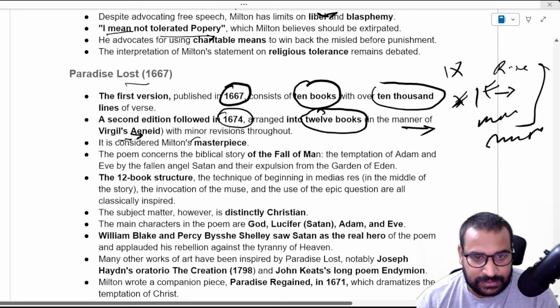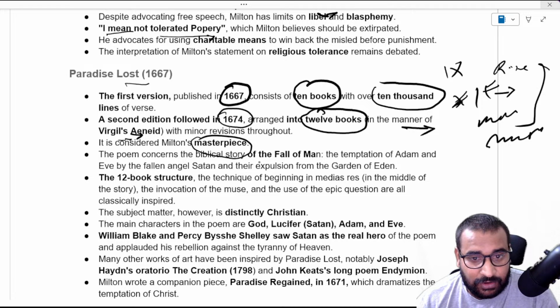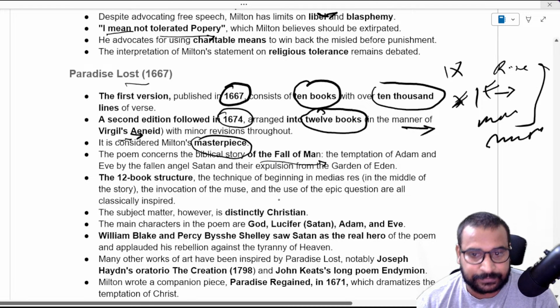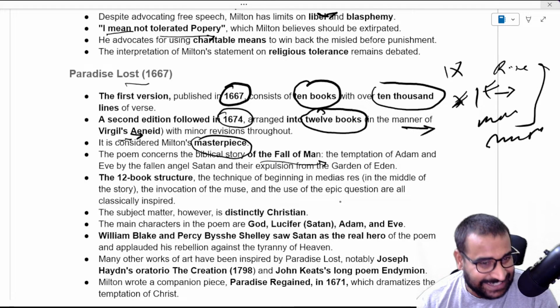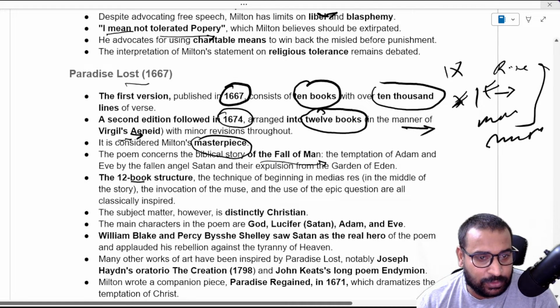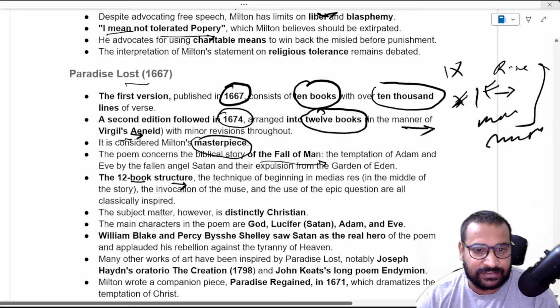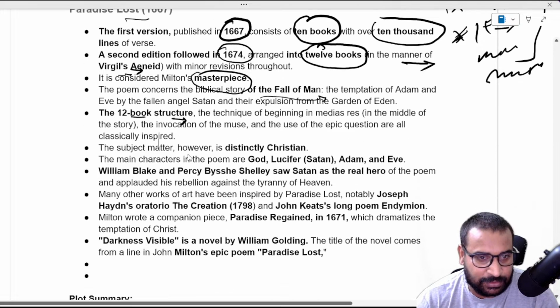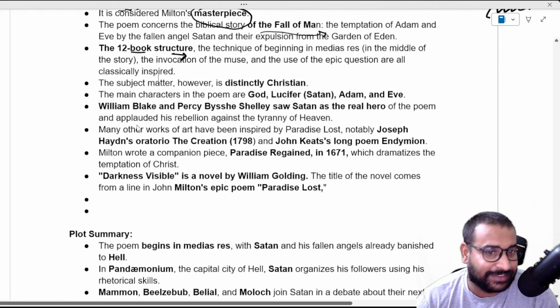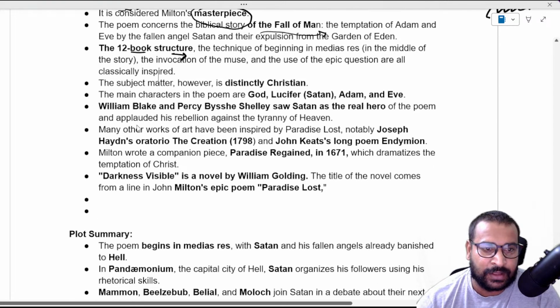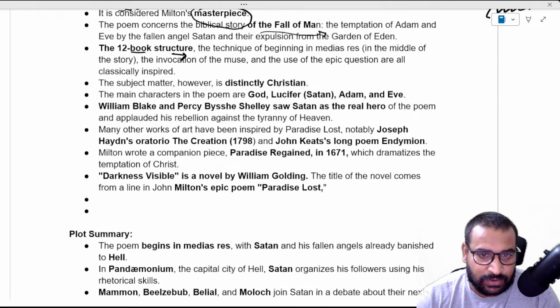And remember, it's a masterpiece, and the poem is a kind of biblical story of the fall of man, like Eve by the fallen angel, Satan, and their expulsion from the Garden of Eden. Then we have these 12 books structure, and we'll quickly talk about that when we talk about the synopsis of each and every book. Anyway, the subject matter is what?